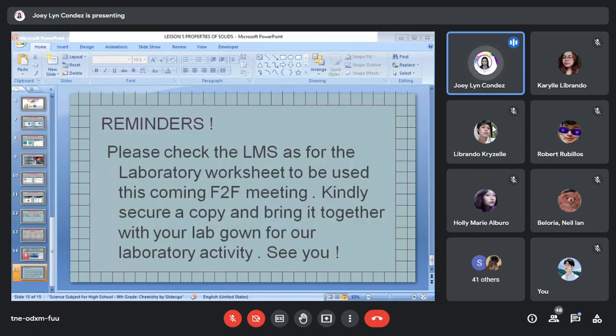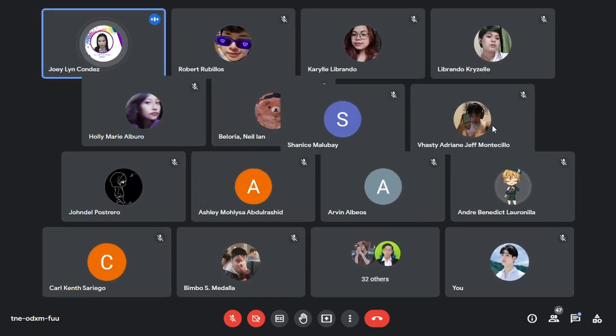Okay, so we have here reminders. Please check the LMS for the laboratory worksheet to be used this coming face-to-face meeting. Kindly secure a copy or print a copy, or you may copy it in a short bond paper and bring it together with your lab gown for our laboratory activity this coming face-to-face meeting. Let me explain to you first your laboratory activity this coming Thursday. Okay, let me share my screen again. You can print it or you can copy it in a short bond paper.